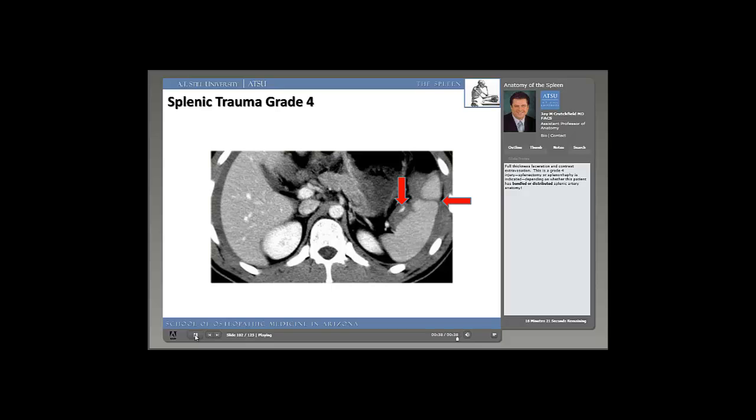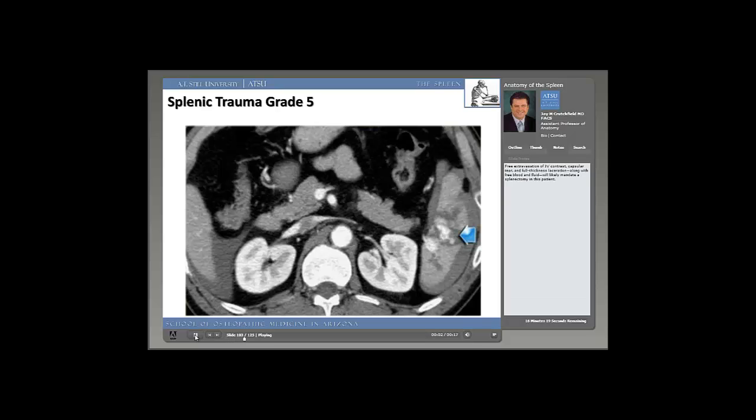It's not a perfect measurement system. This patient will end up with a splenectomy. The spleen is pulverized, there are multiple fractures through the spleen, there's blood surrounding the organ, and the small blue arrow is showing extravasation of contrast around the splenic parenchyma. This patient will end up in the operating room.